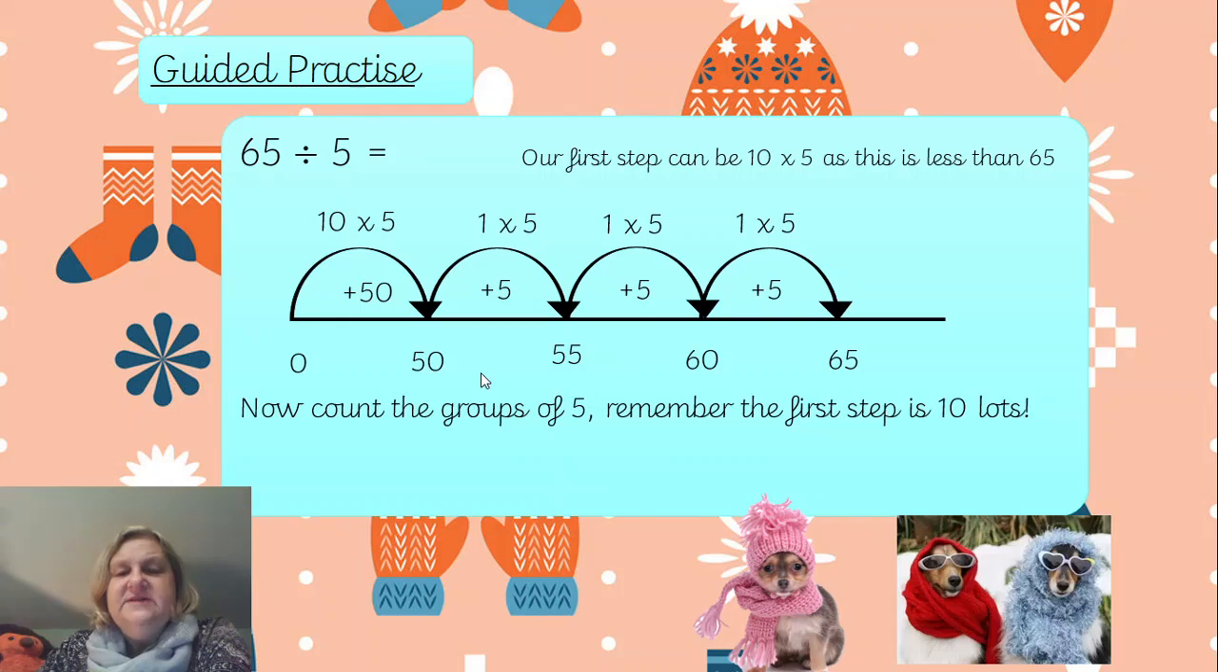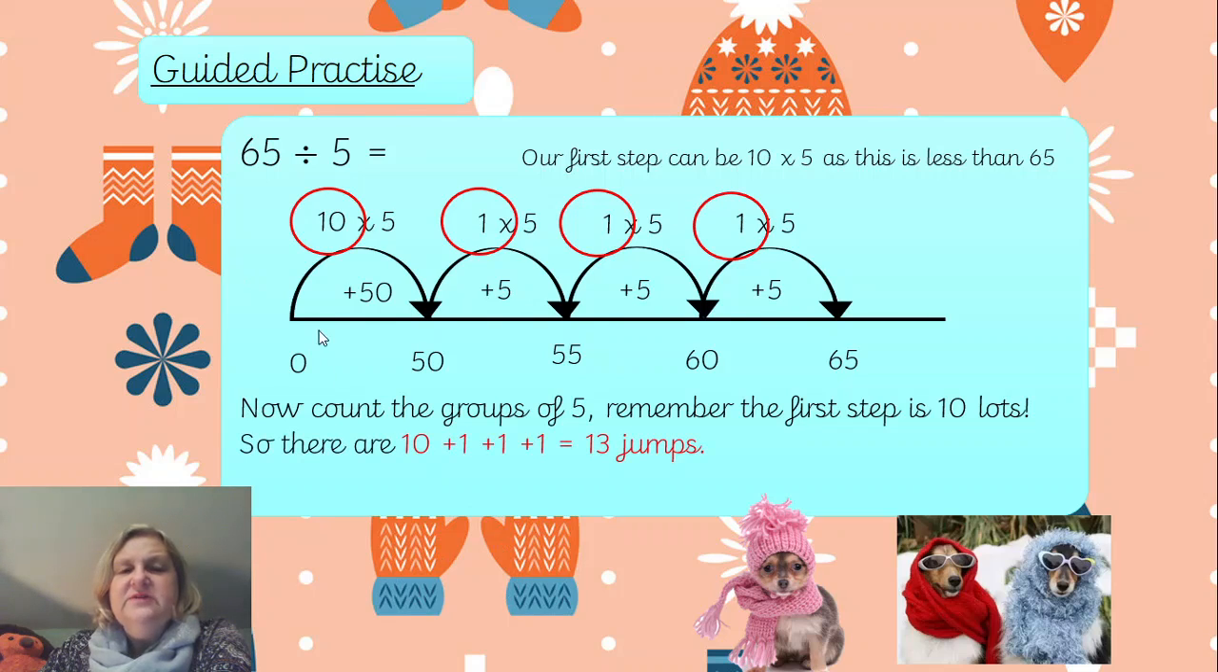Remember, the first step is 10 lots of 5. Okay, 10, 11, 12, 13. So our answer should be 13, because we've got 10 lots of 5, 11, 12, 13 jumps of 5. And that's where we put our answer. And it's coming to the end of the number line. When we did this the other day, it was covering it up. So Mrs. Ludlow has done her learning, and she's changed what she's done, so she's got it right this time.